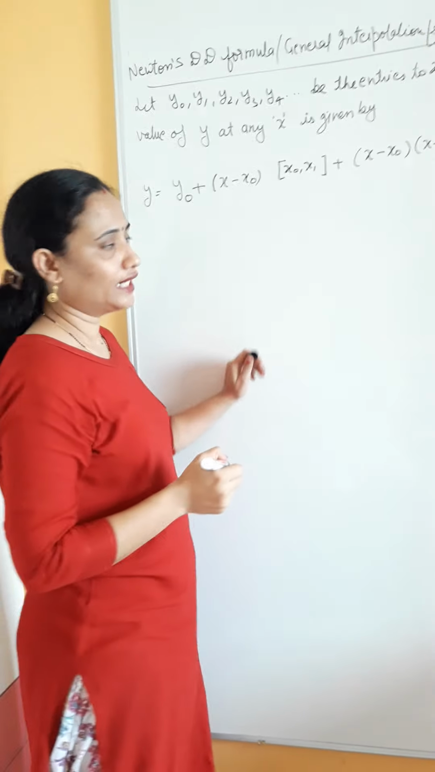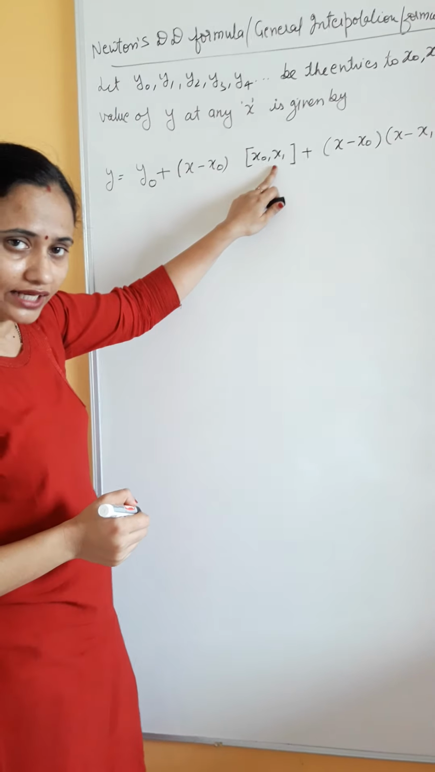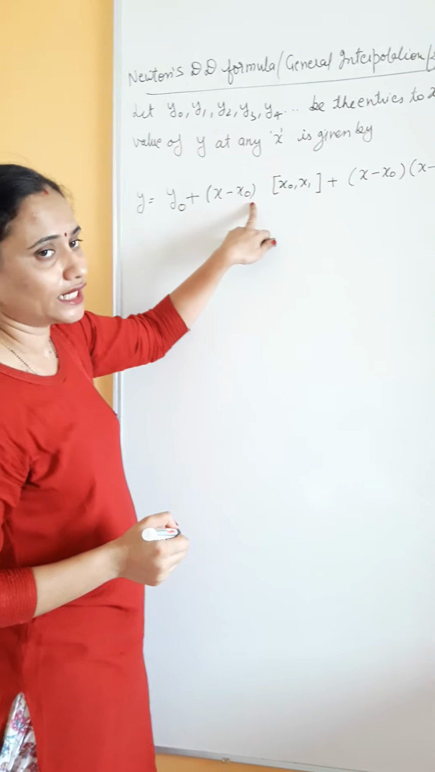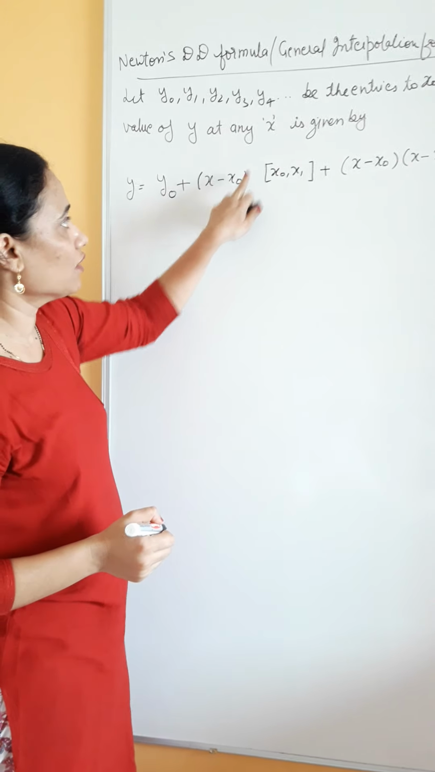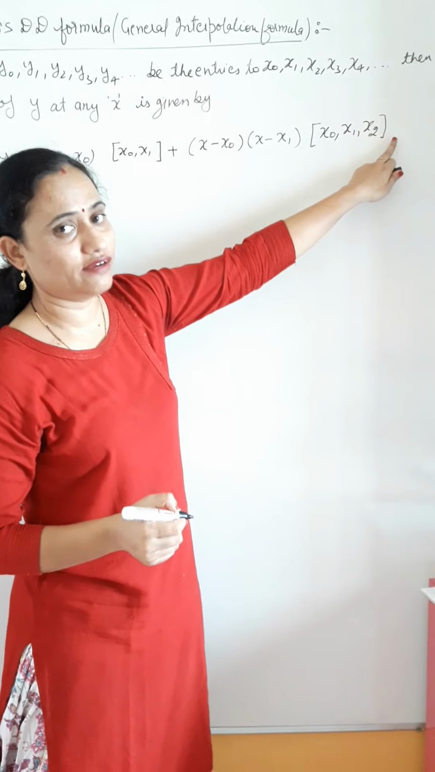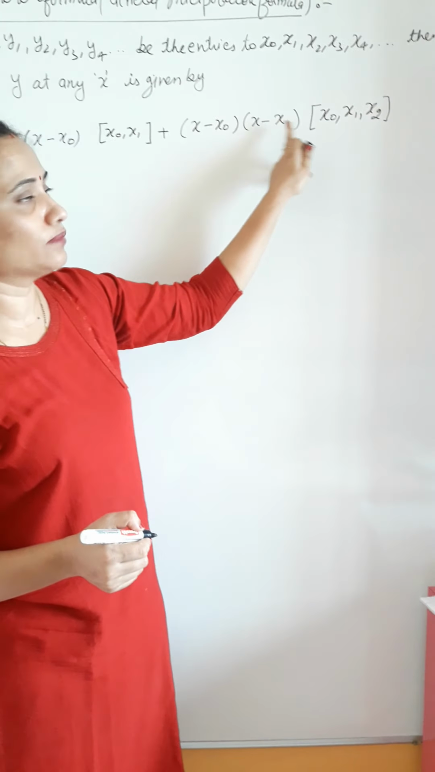So how are we writing? We take the divided difference, leaving the last value; only the previous values we write as the factor with the difference of x. So here we have x0, x1, x2, leave x2, so the factors are x minus x0, x minus x1.